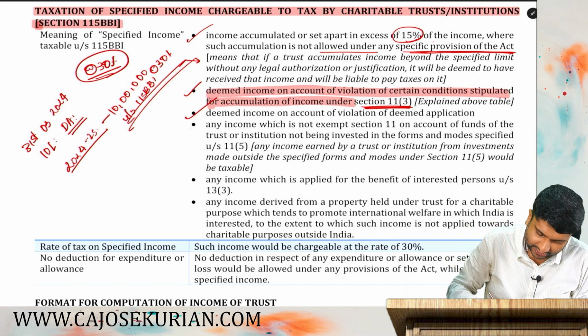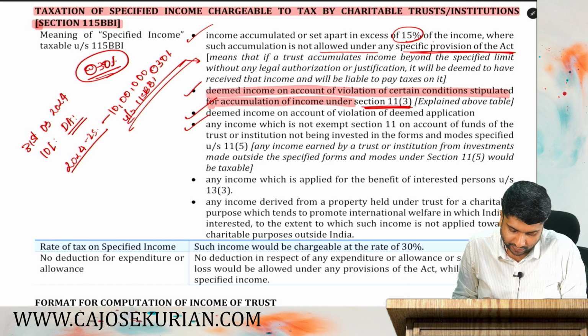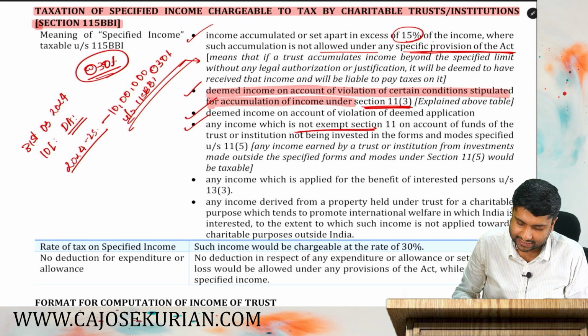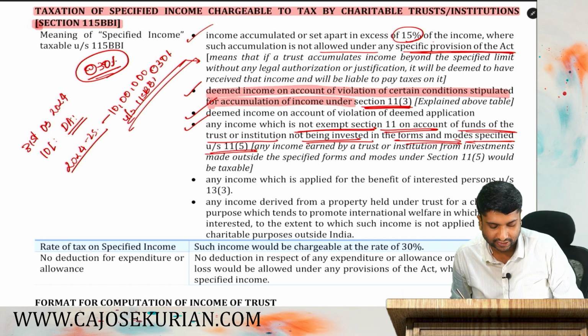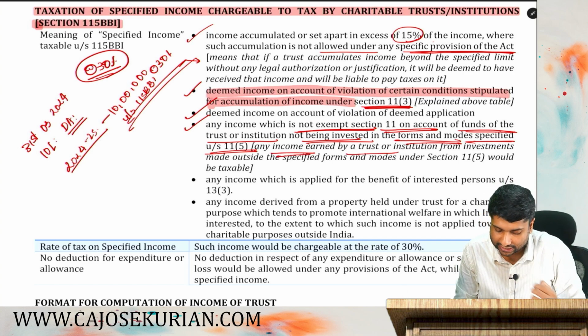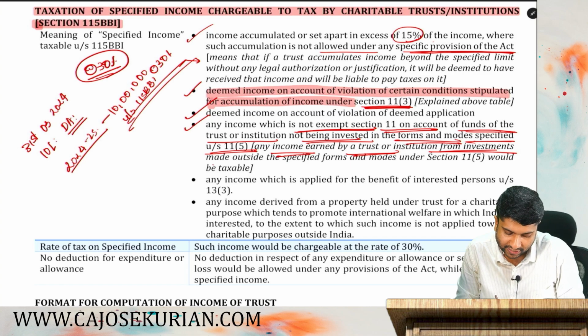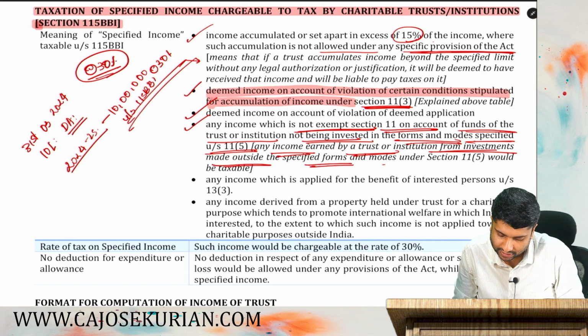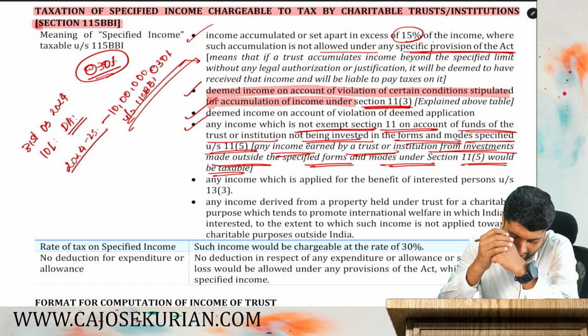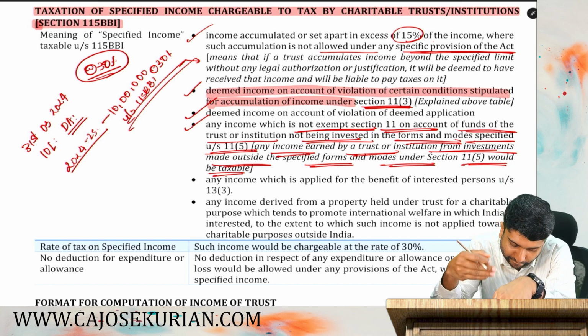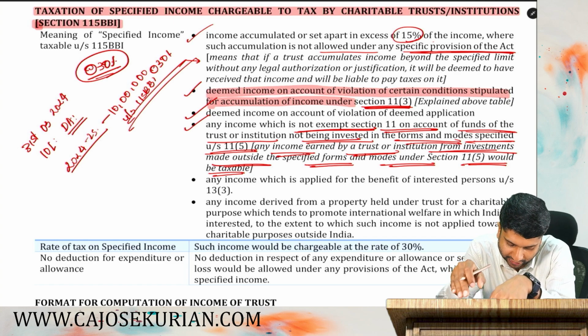Moving on. What is the next violation? Any income which is not exempt under section 11 on account of funds of the trust or institution not being invested in the forms or modes specified under 11 subsection 5. That simply means any income earned by the trust or institution from investments made out of specified forms and modes under 11 subsection 5 would be taxable.